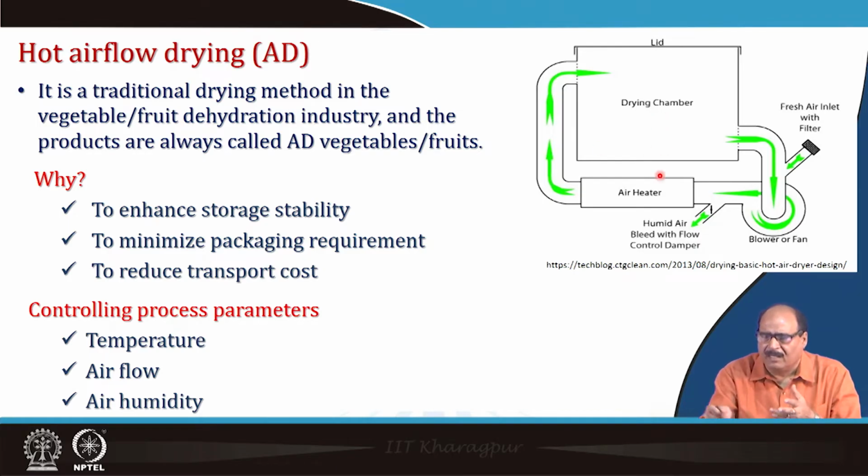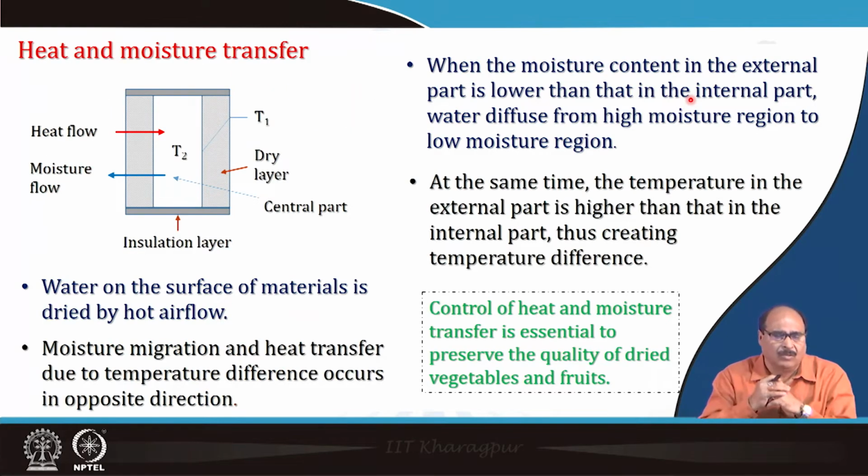So, obviously, the evaporation of moisture takes place. There are three important things which need to be controlled, that is, the controlling process parameters in hot air flow drying include the temperature of the hot air, the flow rate of the air, the humidity of the air, and also the thickness of the material, form of the material, and material properties. Let us discuss a little bit of heat and mass transfer.